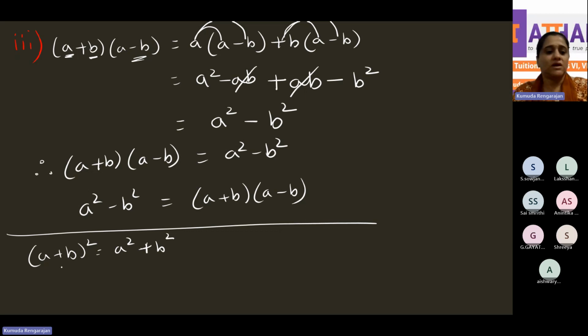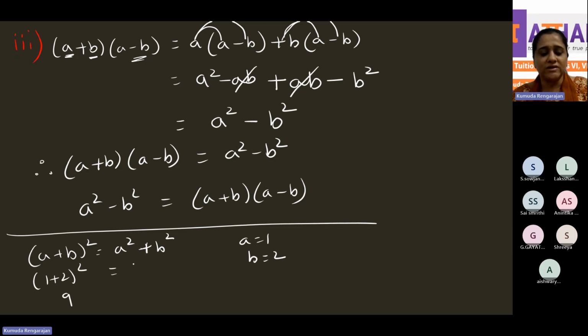Just give some numbers. Supposing a is 1 and b is 2. What is a plus b? 1 plus 2. What is 1 plus 2 the whole square? 3 square, which is 9.